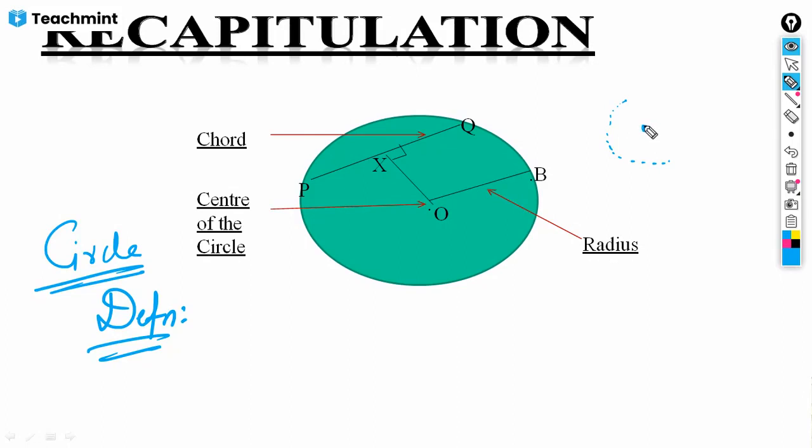See what is happening here? These are points which are making a path. How are they making a path? They are making a path by having a constant distance. Constant distance means whenever you check the distance from this point to the fixed point, you are going to get the same distance. That's what we are saying. It is keeping a constant distance from a fixed point. This is how we can define the circle.